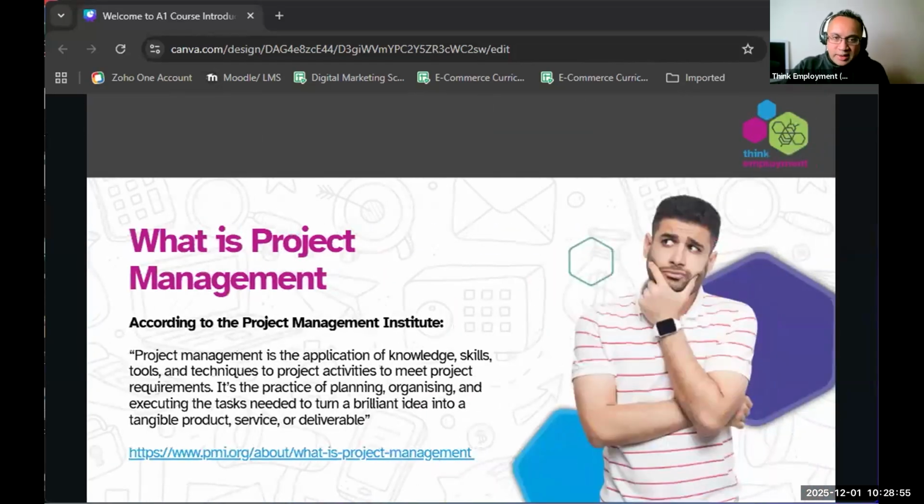So project management then, okay? Project management is the application of knowledge, skills, tools, and techniques to project activities to meet project requirements. It's a practice of planning, organizing, and executing the tasks needed to turn a brilliant idea into something tangible, a tangible product, a service, or a deliverable.